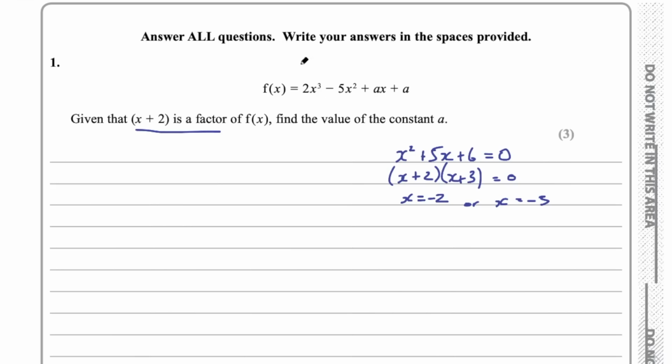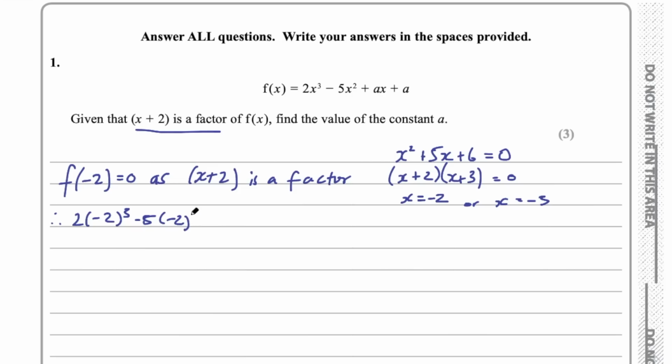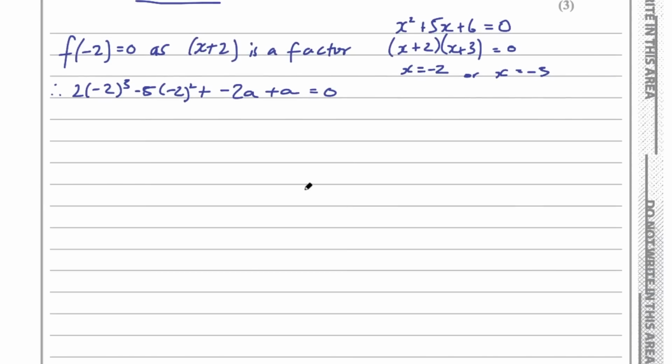So we can use that idea to find a. So we can say that f of minus 2 equals 0 as x plus 2 is a factor. Okay, and now we can substitute that into this function. So 2 times minus 2 cubed, minus 5 times minus 2 squared, plus minus 2a, and then plus a equals 0. And now we just need to go ahead and solve this to find a.